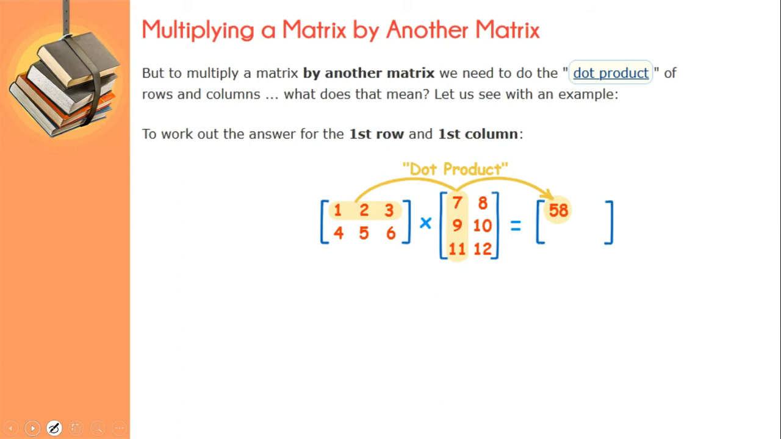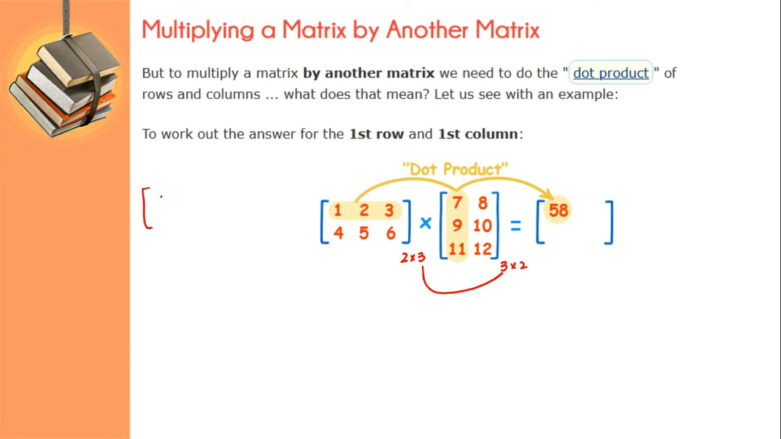So if we write the order of these two matrices, here we have 2 rows and 3 columns, and the order of the second matrix is 3 rows and 2 columns. As I have told, the column of the first matrix must be equal to the rows of the second matrix. If these two are equal, then only the multiplication is possible. Otherwise, multiplication is not possible. Now how will we multiply this?